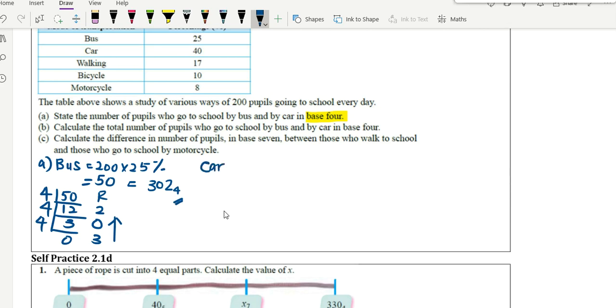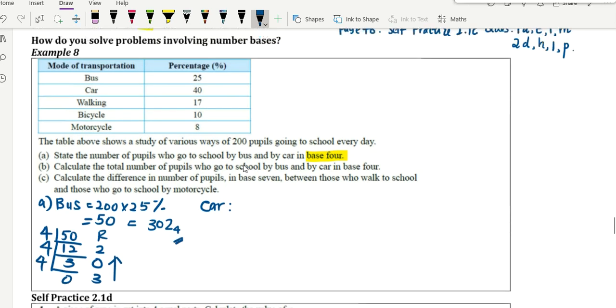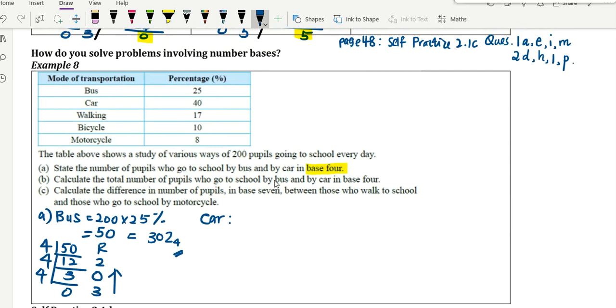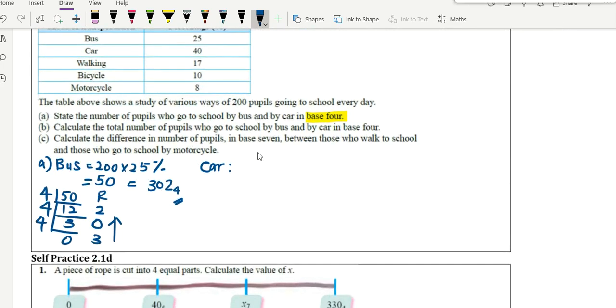Then for car, the percentage is 40%. You want to convert to how many students? You take the 200 multiplied by 40%. Okay, 80. The total number of students using the car to school is 80 of them. You want to convert to base 4. So you're going to divide, 80 divided by 4. Here, remainder. Even though there's no remainder, you have to leave it as 0.